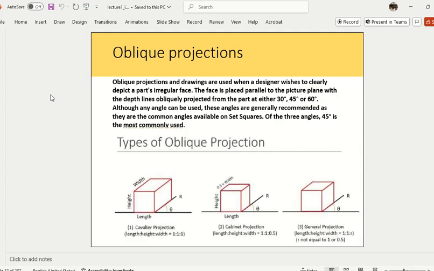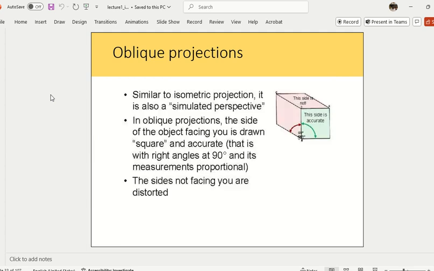And this angle theta can be 30 degrees, 45 degrees, or 60 degrees. You can change it, but it should be constant. It's not like you are making four drawings, one at 30 degrees, another at 60, and another at 45. Whatever angle you are choosing, it must be the same for all your drawings in the oblique projection.